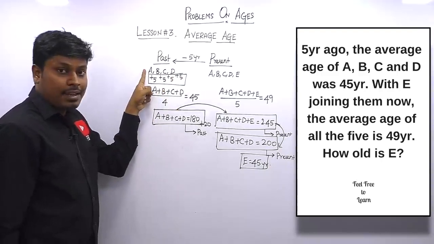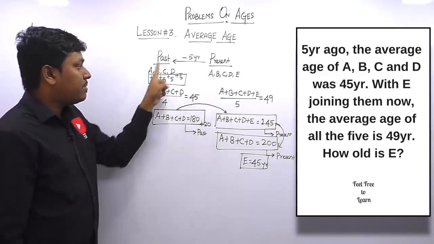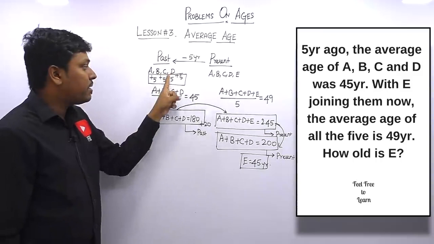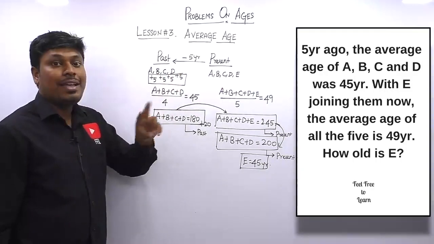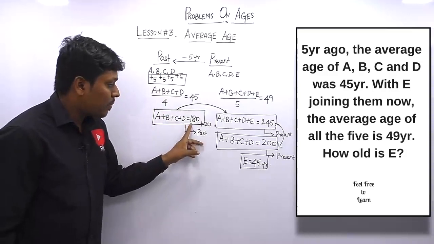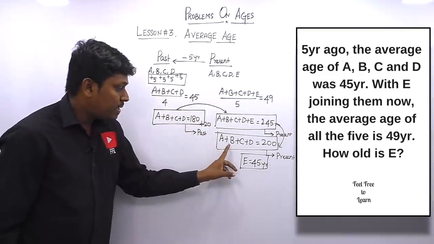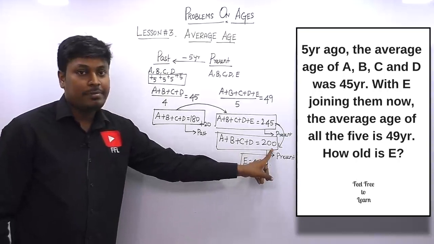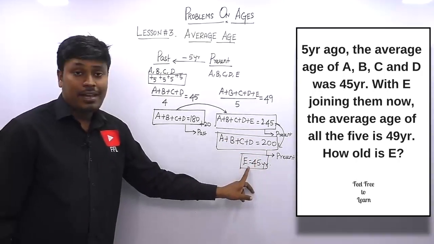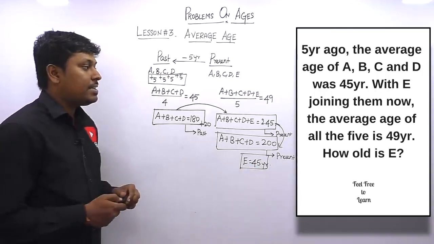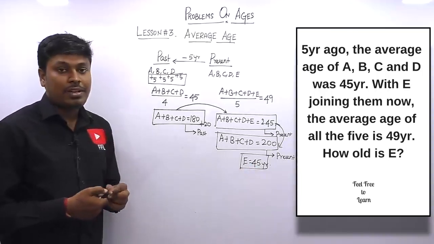So first person A's age is increased by 5, second person increased by 5, third person increased by 5, fourth person increased by 5. So totally, the total age of all the 4 persons increased by 20. So we can say 180 plus 20, the sum of the present ages of all the 4 persons will be 200. So we can say 245 minus 200 will be the age of person E. So finally the answer for question number 2 is 45 years.